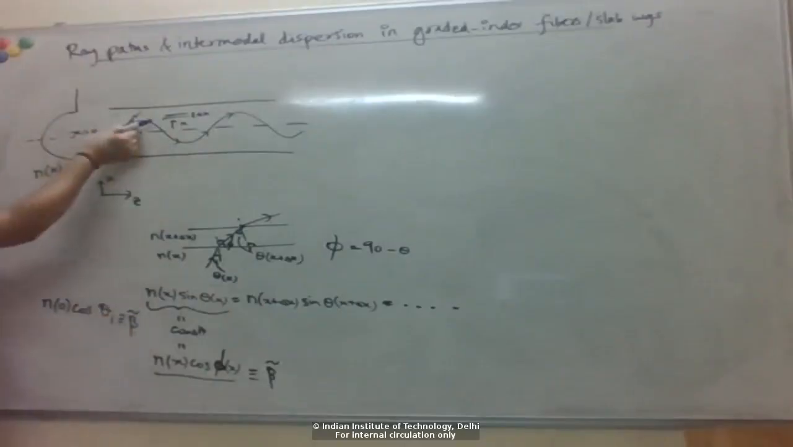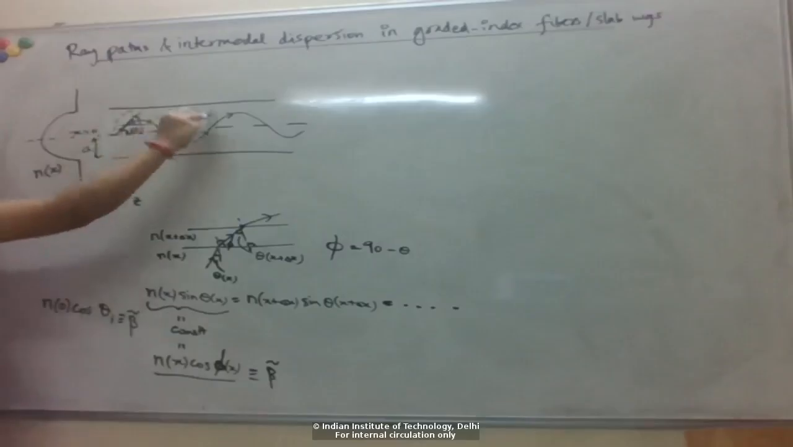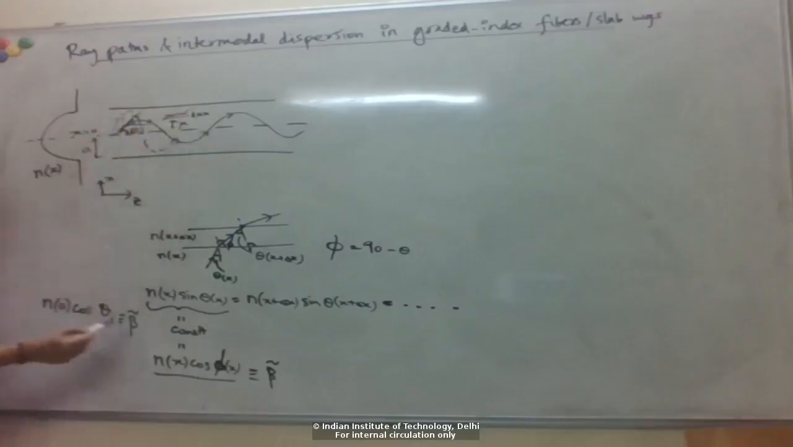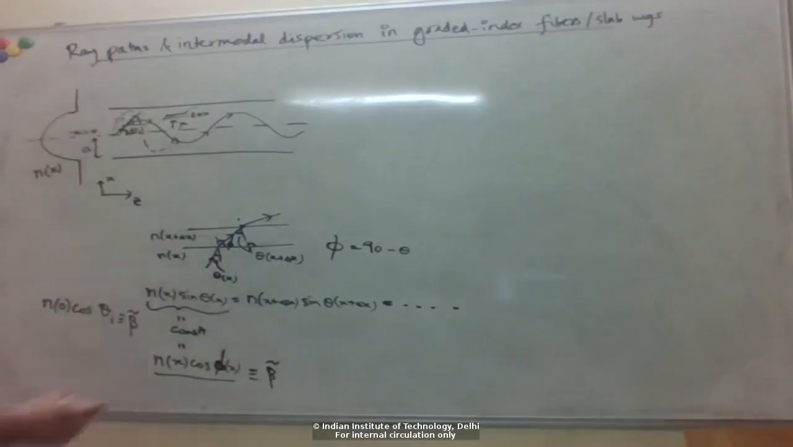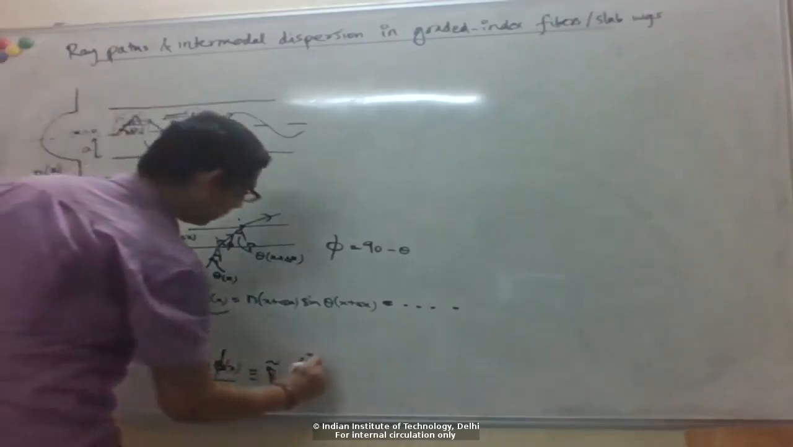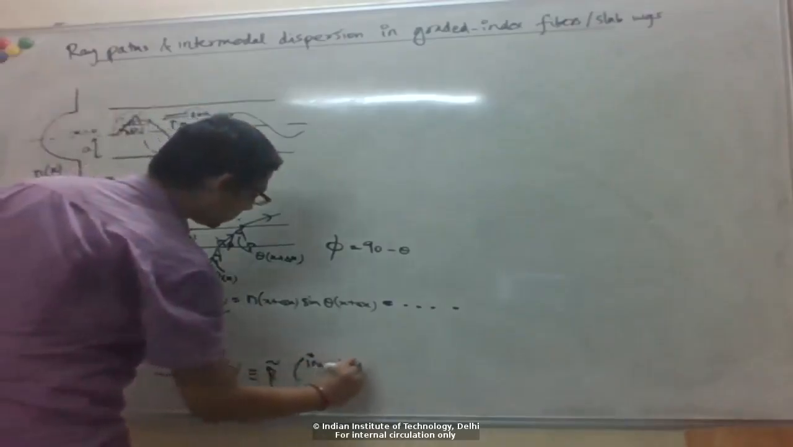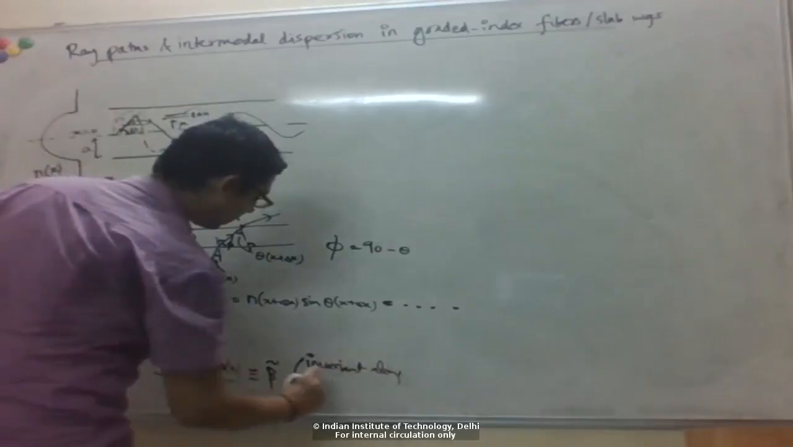So if I change the launch angle of the ray, so if I launch a ray at a slightly different angle, right? So that corresponds to a different beta, right? So basically, for different betas, we'll get different rays. Okay, so this is an invariant along the ray path.